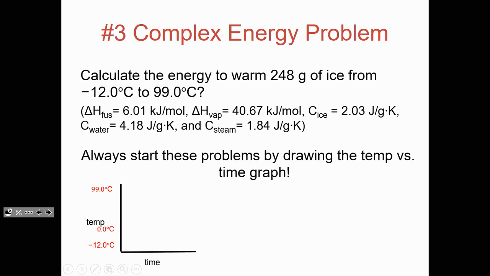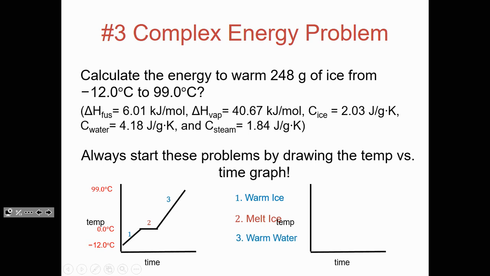Now, first thing is draw your flat line for your change of state. So we're going to put a flat line in the middle. Now, we start at negative 12.0, so we're going to go uphill from negative 12 to our 0. And then after it's all melted, once again, we're going to go uphill from our 0 to 99. So it looks very similar to the last one in that we really do have 3 different regions. First, we're going to be warming the ice, and that's going to be a specific type of equation. Then we're going to be melting the ice in step 2. And then in region 3, we're going to be warming the water. So we really have 3 different things that we're doing here.